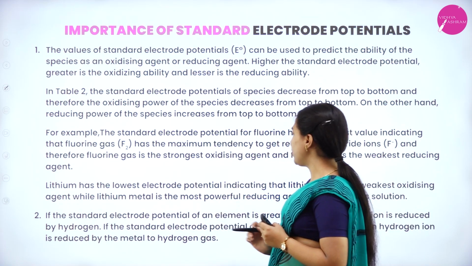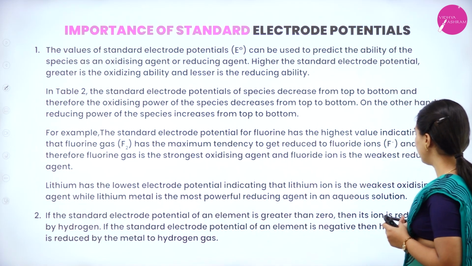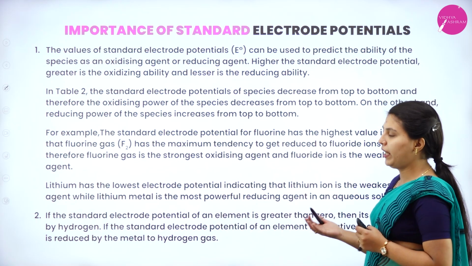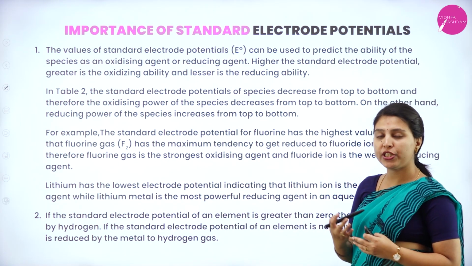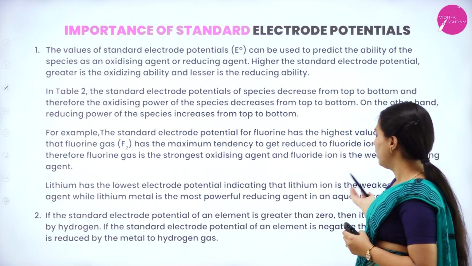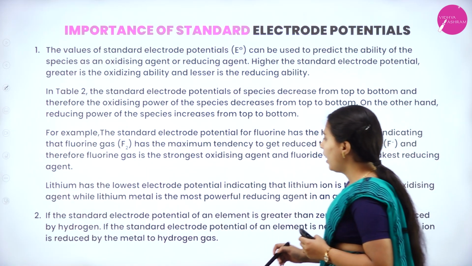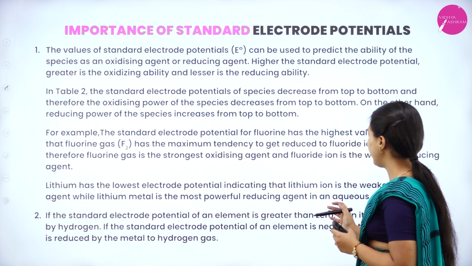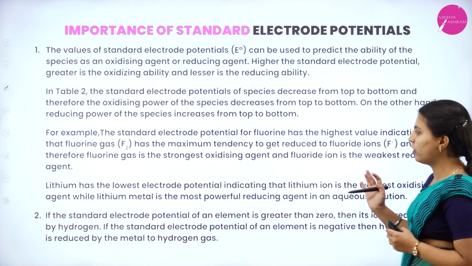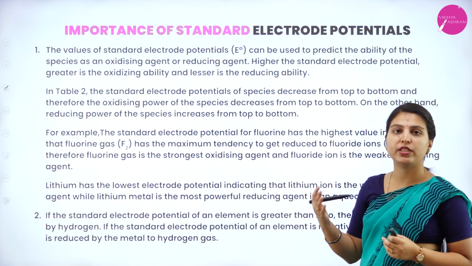If the electrode potential of an element is greater than 0, then its ion is reduced by hydrogen. If the standard electrode potential is greater than 0, that ion will get reduced by hydrogen. If the standard electrode potential of an element is negative, then the hydrogen ion is reduced by the metal to hydrogen gas.